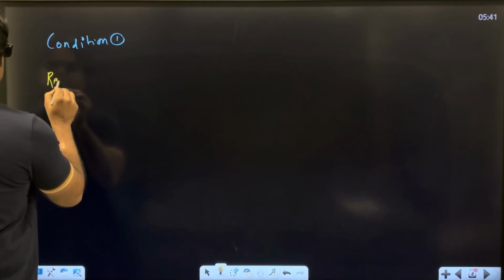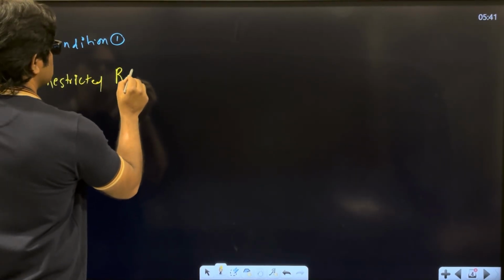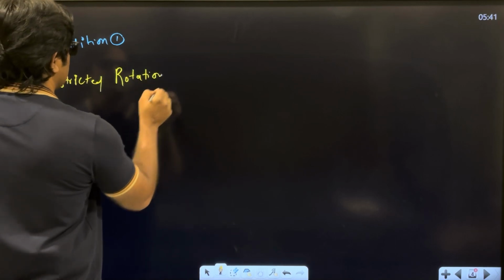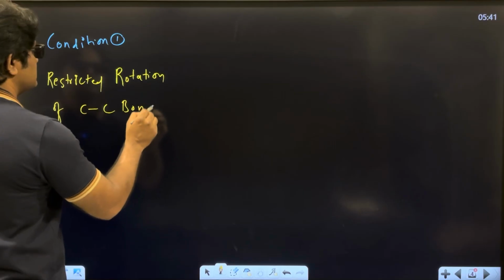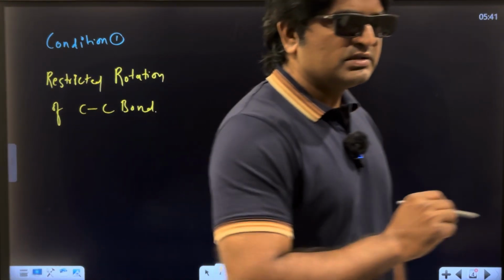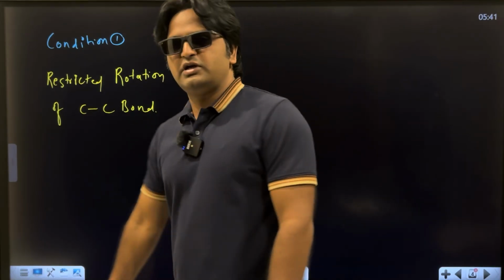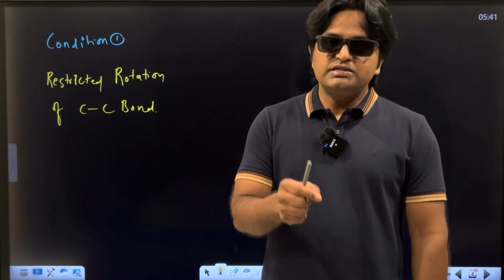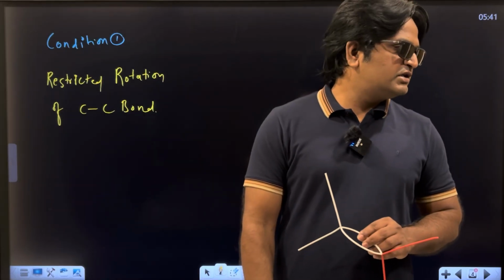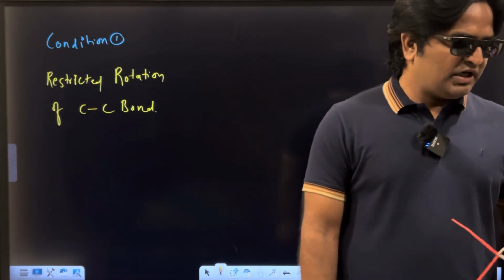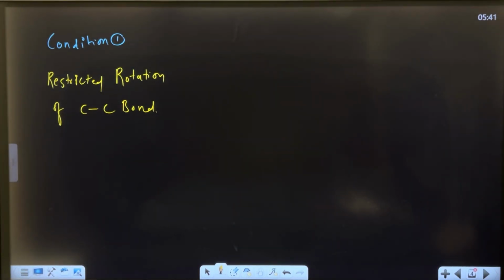Condition number 1, I am going to write: restricted rotation of CC bond. What is the meaning of restricted rotation of CC bond? That is the first condition. For example, if you take a normal CC bond, you can rotate without any restriction. Now let me show one example.